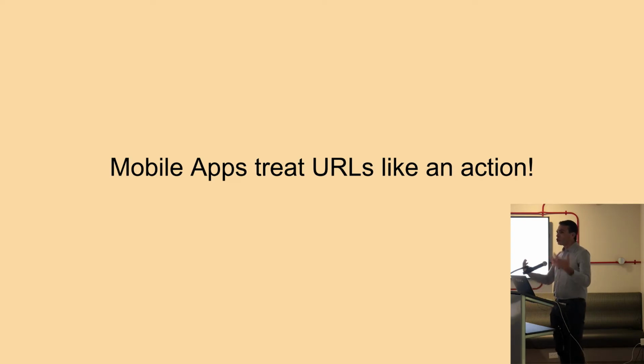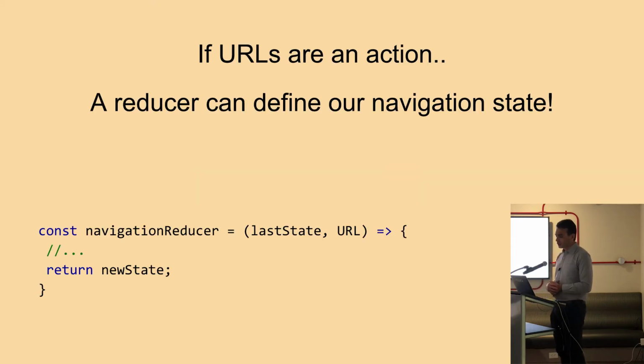And we're going to change our navigation state to take you to a certain place in the app in response to this action. OK, so if URLs are actions, then maybe we could use a reducer to define our navigation state. That way, we can have a conceptual model for what our navigation state is going to be on mobile apps and also on web.